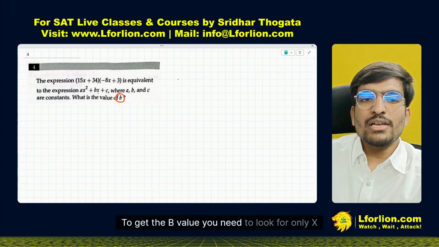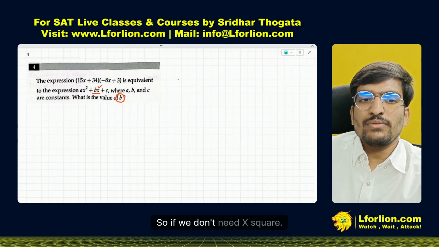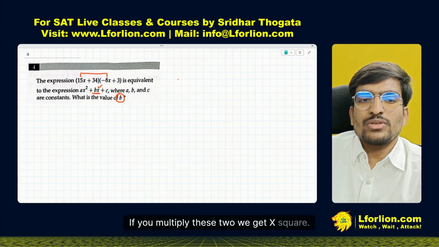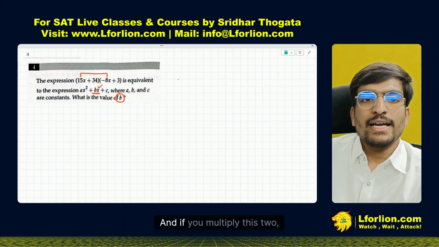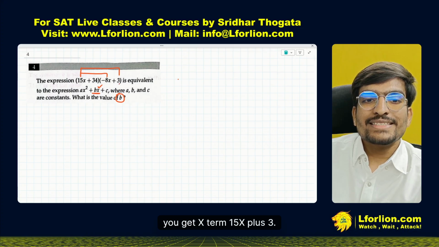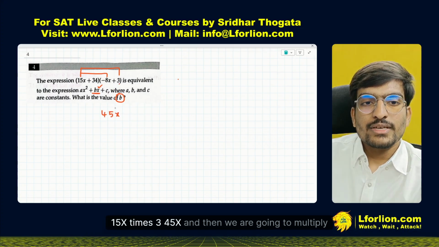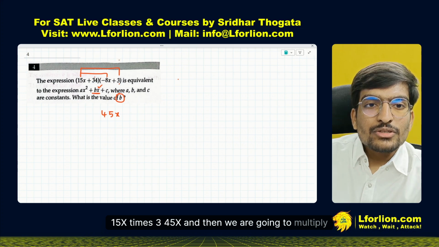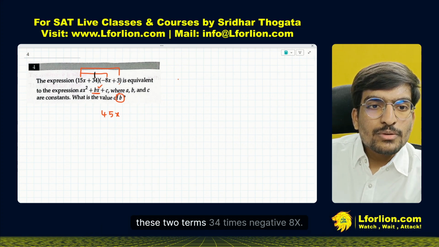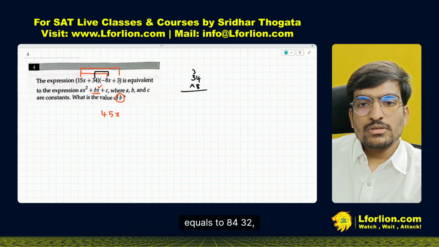To get the b value, you need to look for only x terms, not x square. If you multiply these two, we get x square, so that's not required. And if you multiply these two, you get an x term: 15x times 3, 45x. And then we are going to multiply these two terms: 34 times negative 8x.